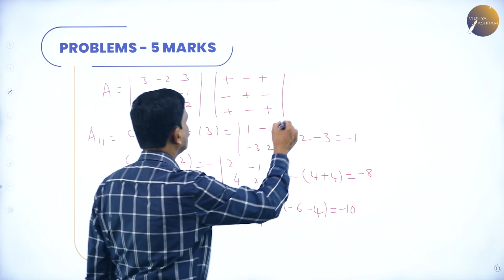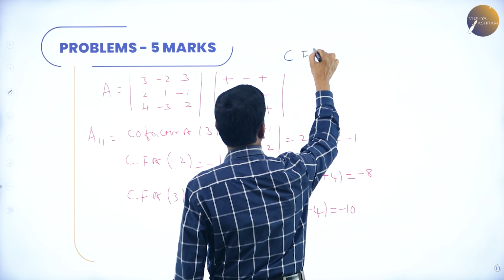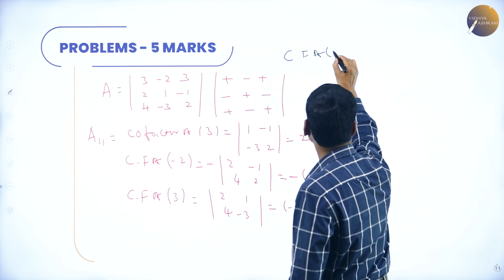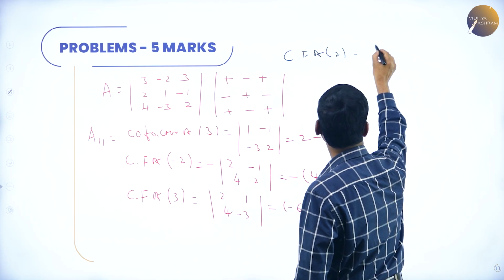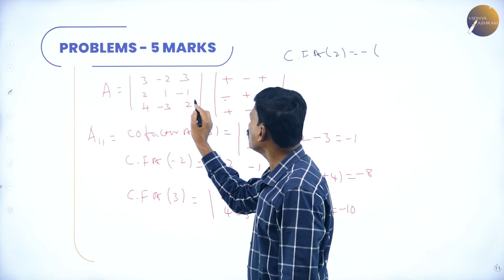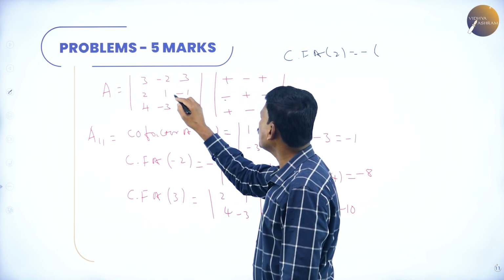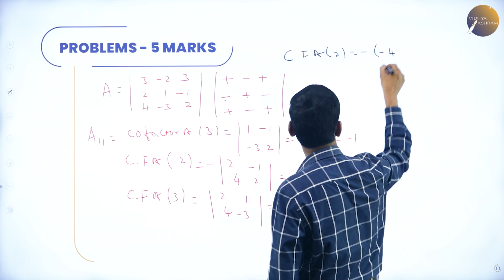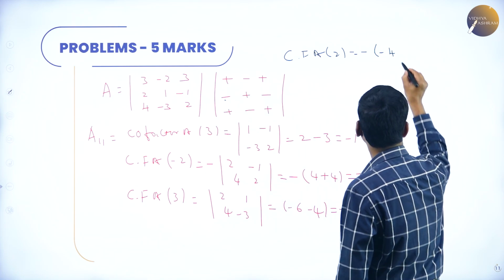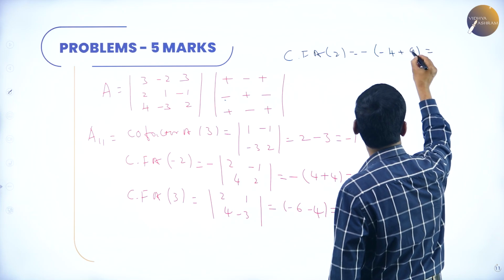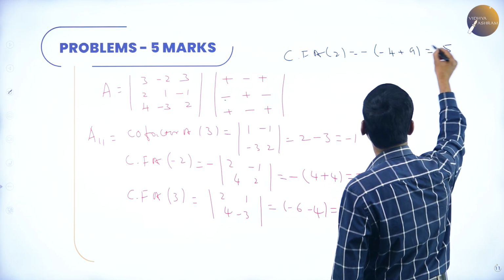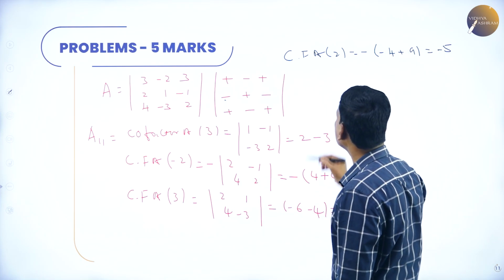Let me go for the second row. Cofactor of 2 is equal to, what is the sign? It is minus. Straight away I will do. This row and column is gone. Minus 2 into 2 is minus 4, minus into minus plus 3, 3 is 9. So, 9 minus 4 is 5 along with negative sign, minus 5.